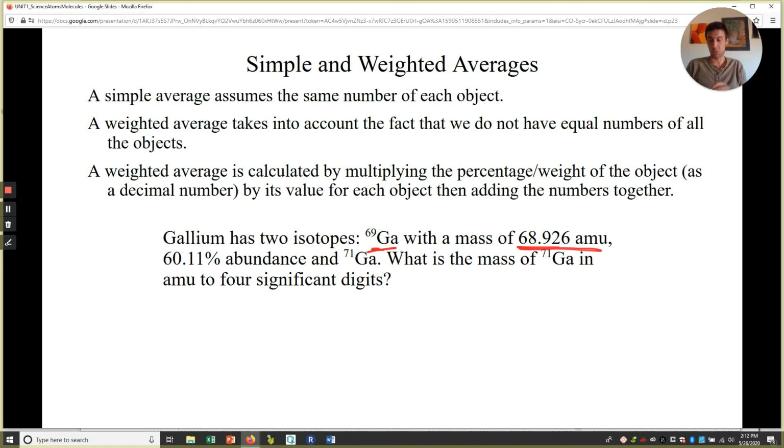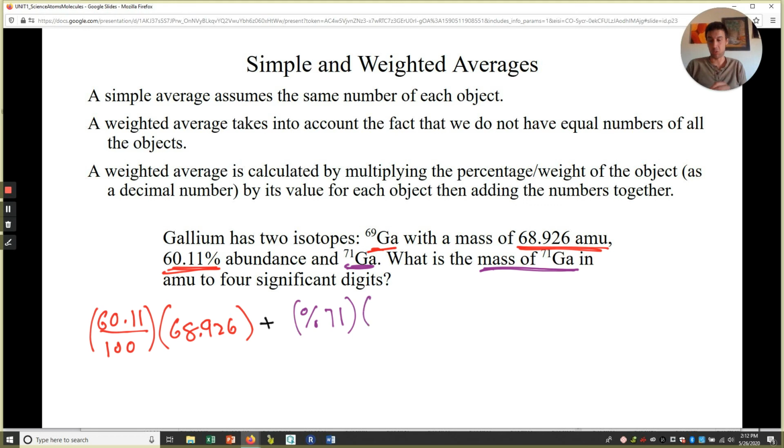So here, you'll notice me underlining some colors to draw attention to different things. If we start this off, we've got 60.11 per 100% times 68.926. We'll ignore units. This will probably be the only section of the material where you're allowed to ignore units. Plus, we want the percent of 71. Dang, didn't tell me that. And then what I'm being asked to solve for is the mass.